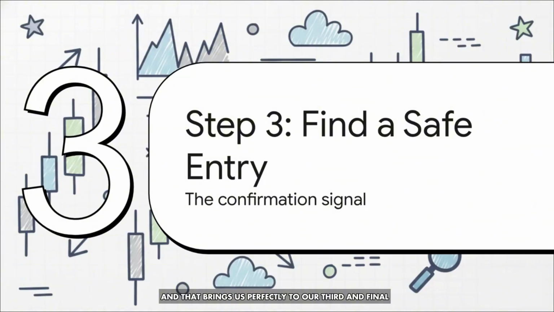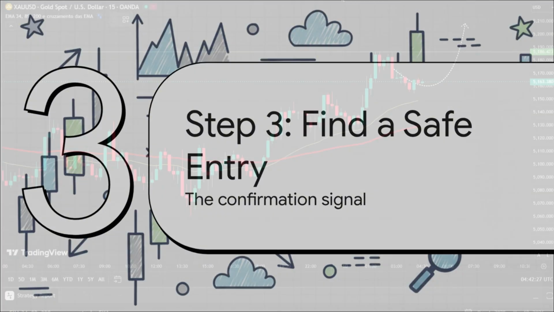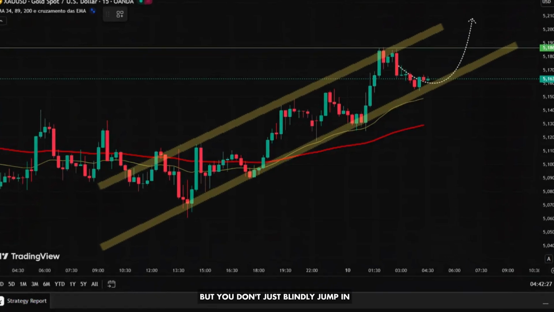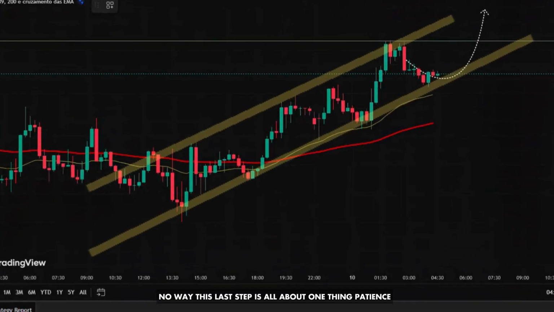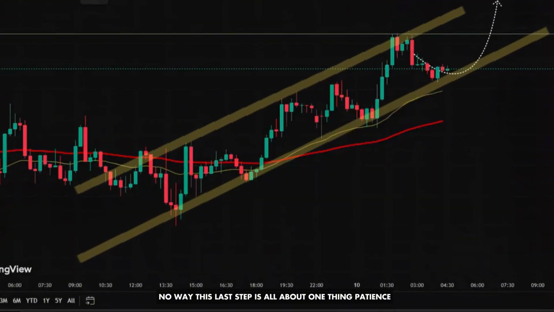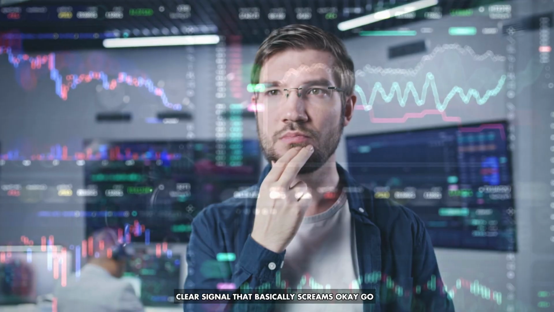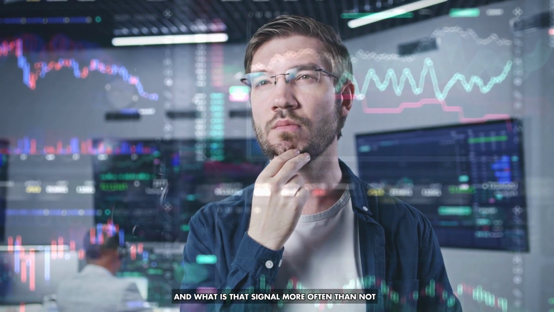And that brings us perfectly to our 3rd and final step, finding a safe entry. So you've got the trend, you've got the momentum on your side, but you don't just blindly jump in. No way. This last step is all about one thing, patience. It's about waiting for that one clear signal that basically screams, okay, go. And what is that signal?